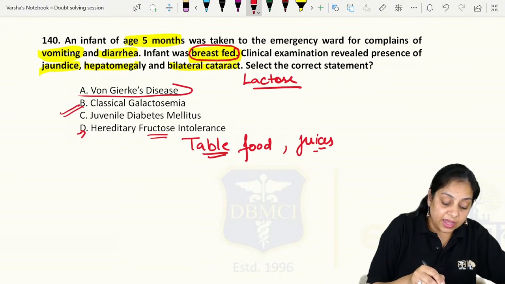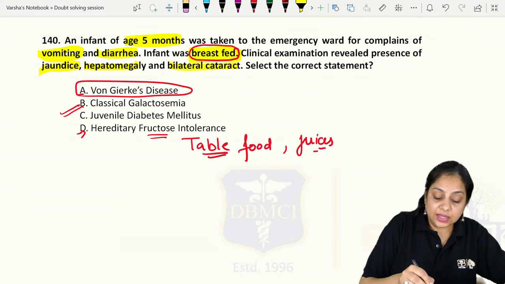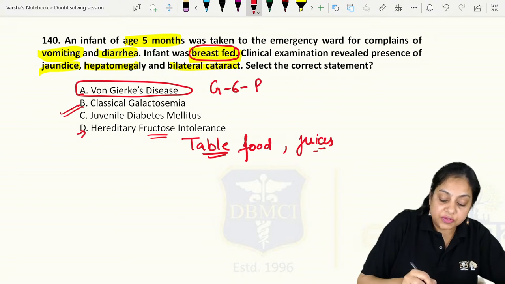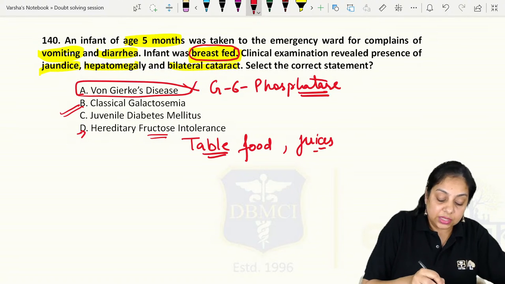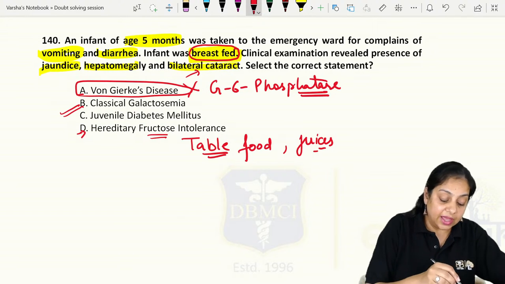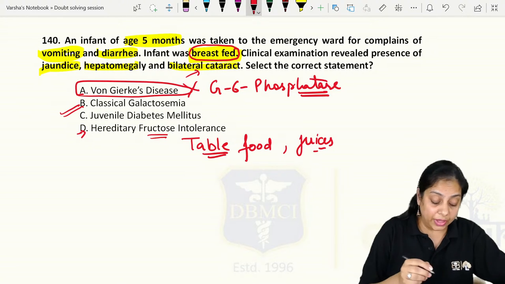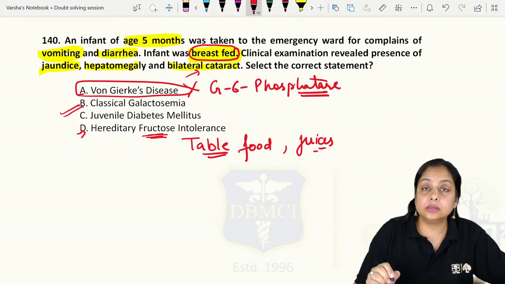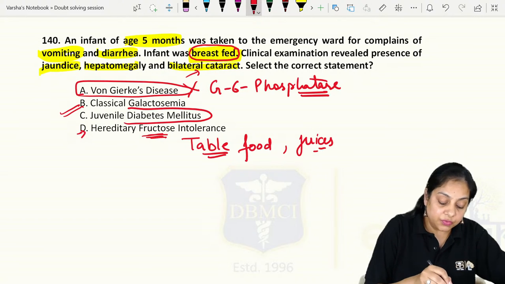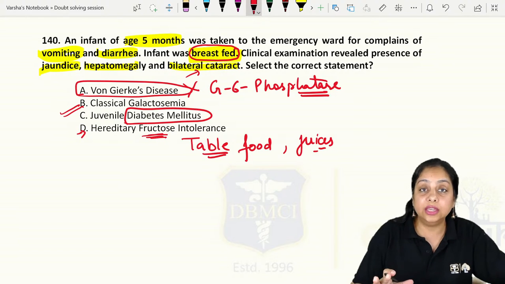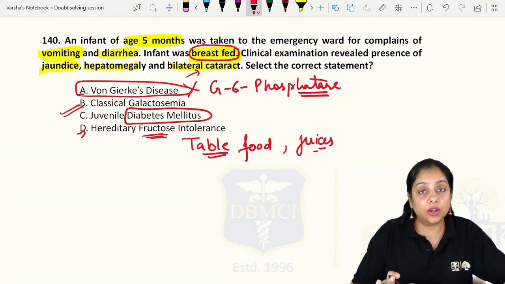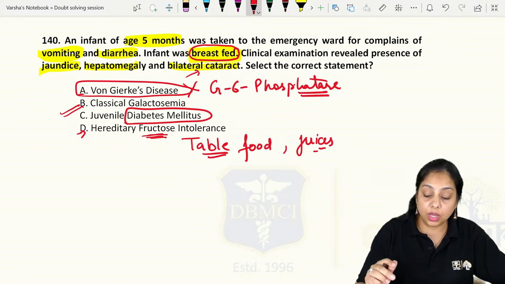Why is it not von Gierke disease? First of all, von Gierke disease is because of the glucose 6 phosphatase enzyme. I'm going to touch that as well. This is not the case, and also in this case the patient doesn't have bilateral cataract. Only in galactosemia does the patient have bilateral cataract. Why is there bilateral cataract? We will look into that also. That is another very high yield topic. In hereditary fructose intolerance, again, there is no bilateral cataract. Why not DM? Because the question is not giving you hypoglycemia, hyperglycemia, or anything like that. So option C we are also going to rule out.